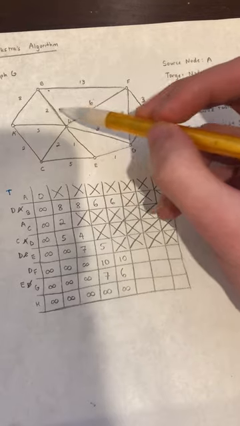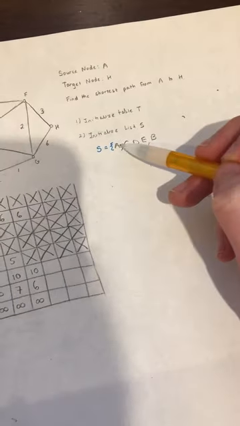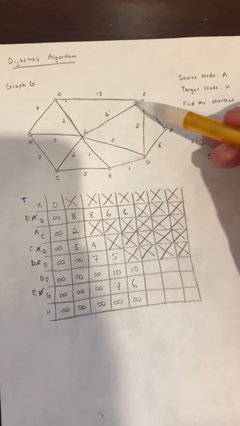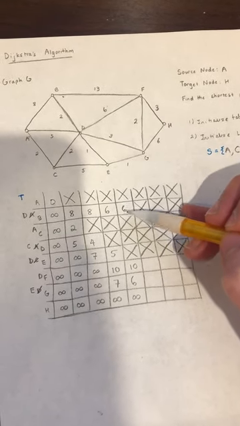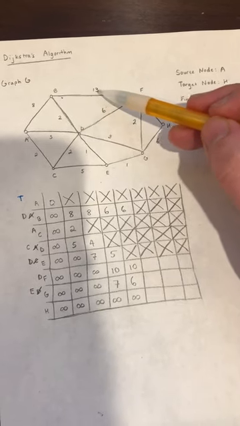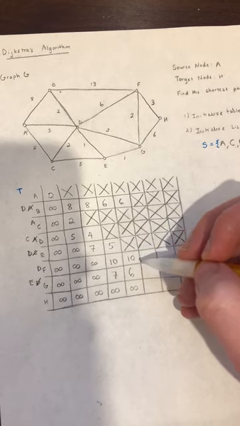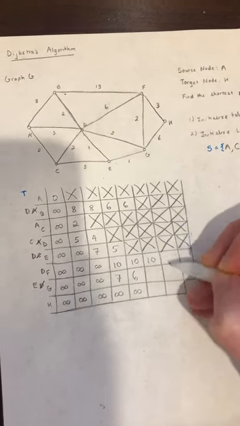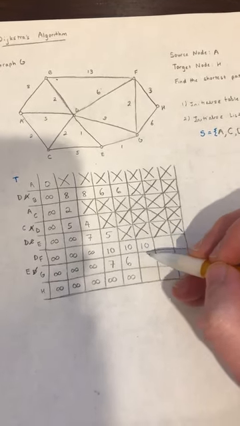Now let's look at B. And who are B's neighbors? B's neighbors are A, D, and F. But we've already visited A and D, so we only have to look at F. The distance between B and F is 13, and the current shortest distance from A to B is 6. So to get from A to F, we have to add 6 plus 13, which is 19. Is 19 better than 10? No, it is not. So we keep 10. We do not update F's distance from A because 19 is greater than 10.